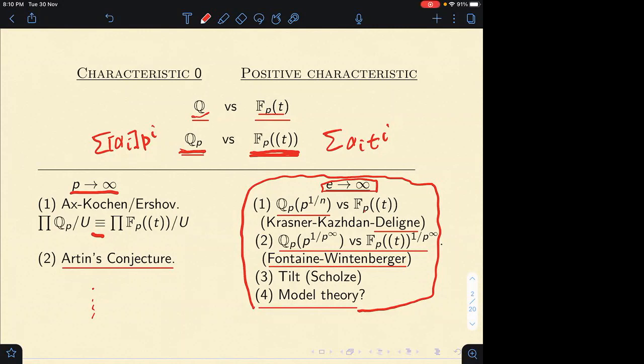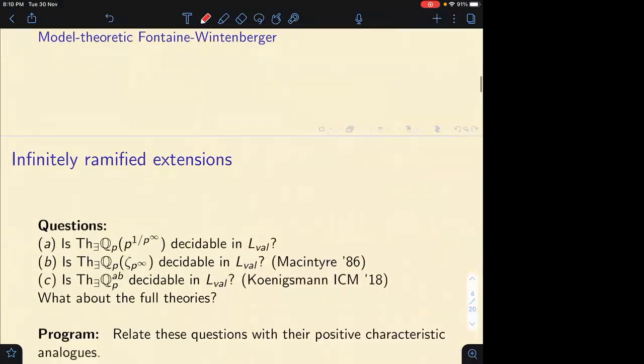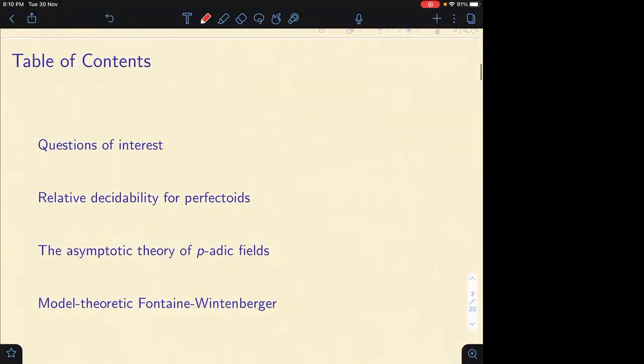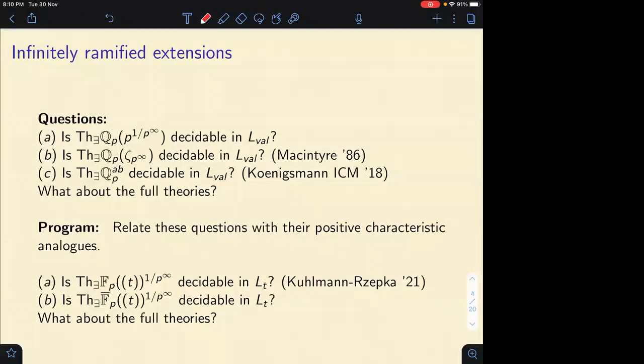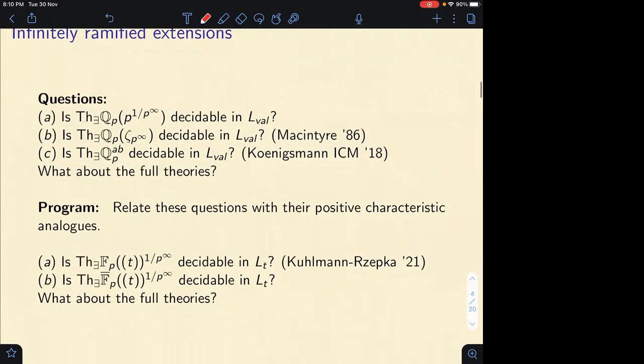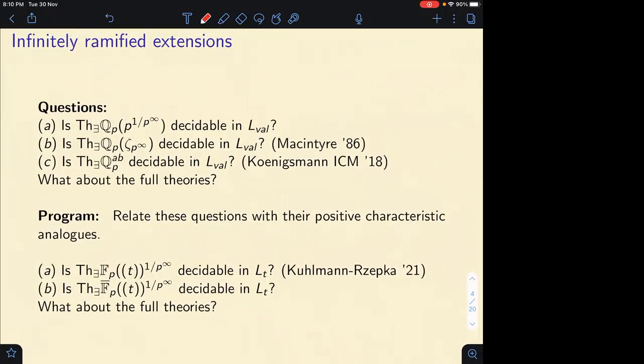Okay, so this is the outline of the talk. First, I want to discuss a few questions which are of interest. I think I mentioned before that we have a good model theoretic understanding of the p-adics. There are also quite a lot of results about finitely ramified extensions of the p-adics, but there are virtually no results about infinitely ramified extensions, such as the ones that are listed here.